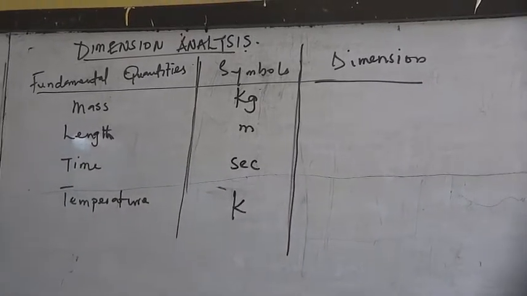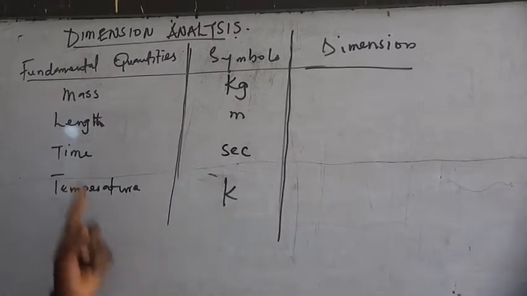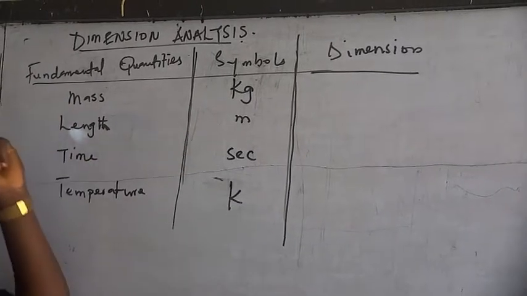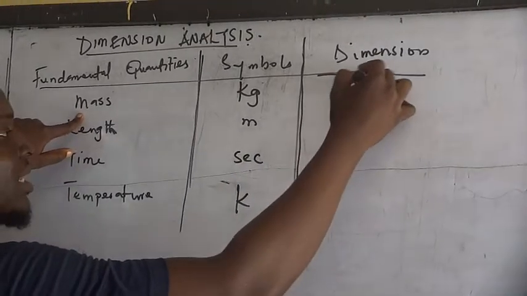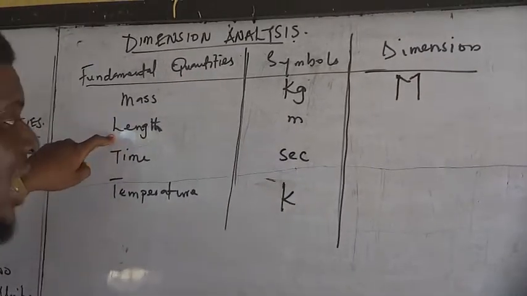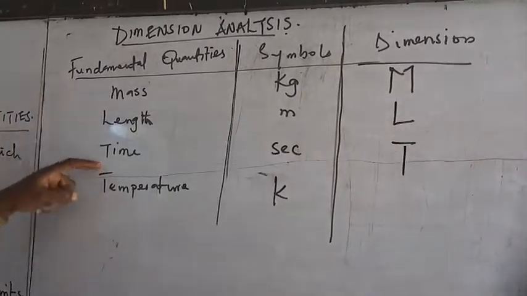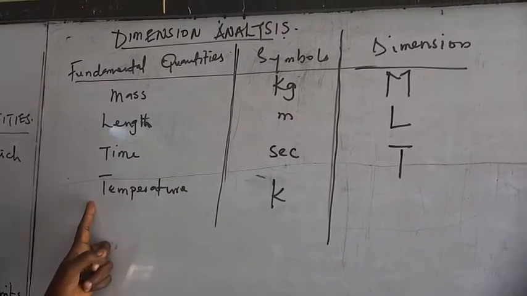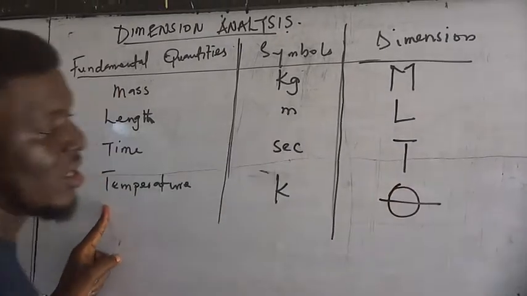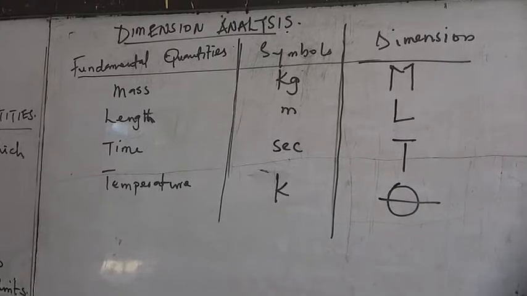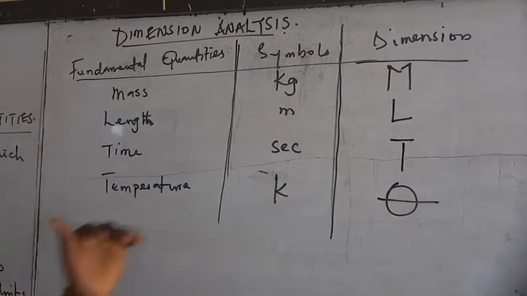Now, what is the dimension? For dimension, we use the capital first letter of the word. For mass, we have capital M. For length, we have L. For time, we have T. Temperature also starts with T, but for dimension we don't use T, we use theta. So these are the dimensions. In order to express all these fundamentals, we can express them in dimensions.